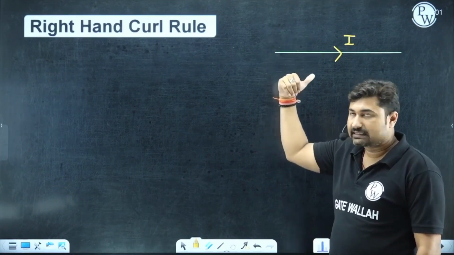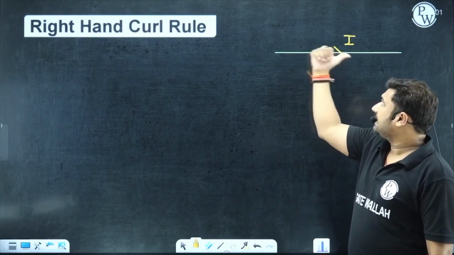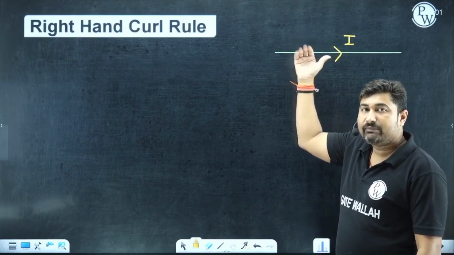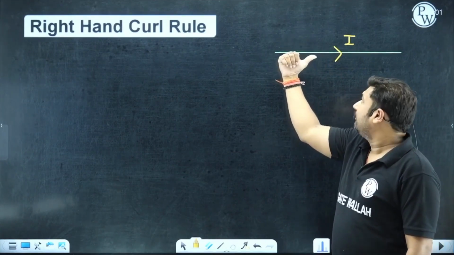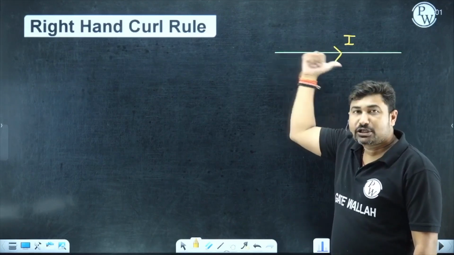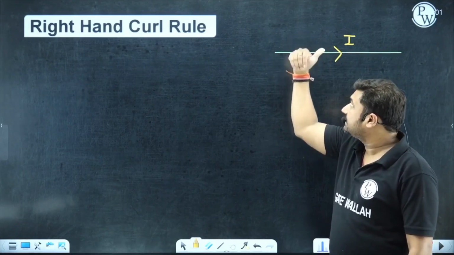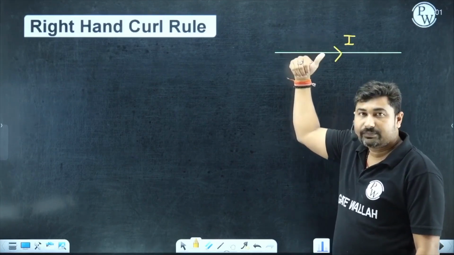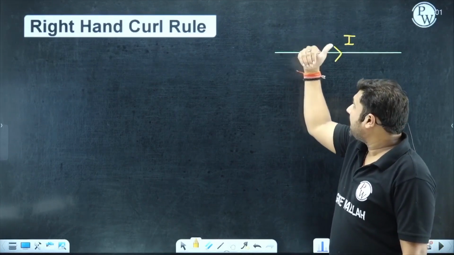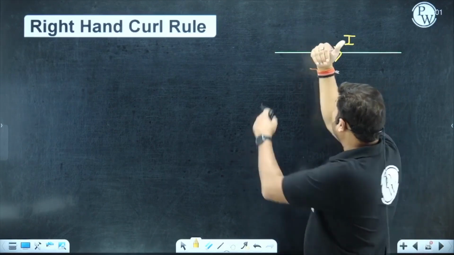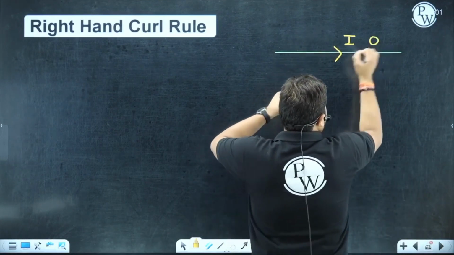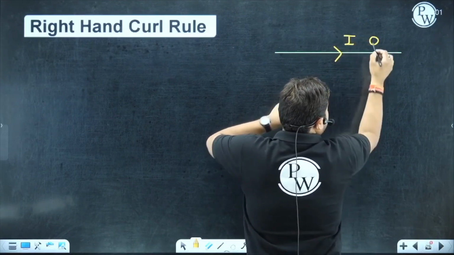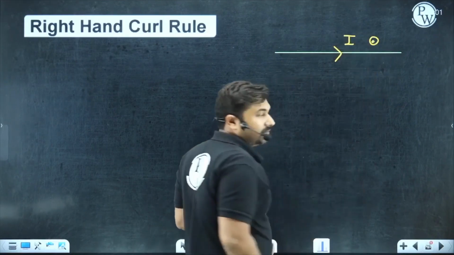Is it okay? Yes, sir. So if we have a current carrying conductor, it is going to create a magnetic field, and the direction of the magnetic field can be found by the right-hand curl rule, where the thumb is representing the direction of current and the right-hand curl represents the magnetic field direction. It can be clearly observed that magnetic lines of force are coming towards the observer from the upper portion. Yes, sir.